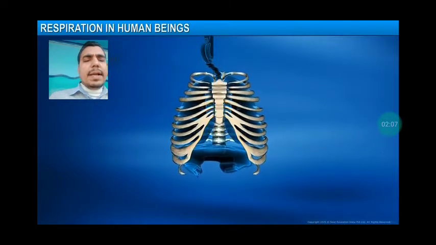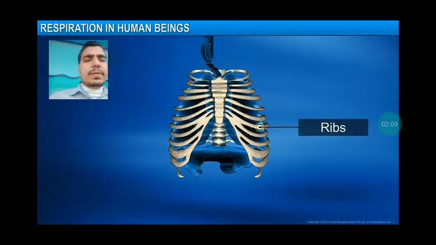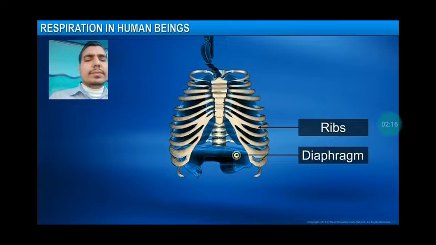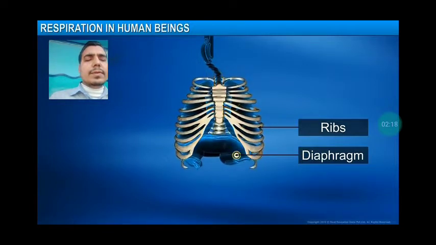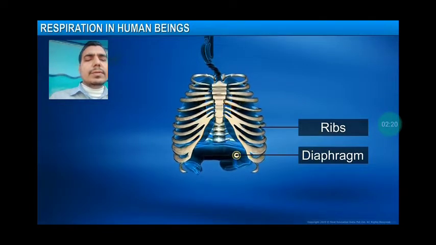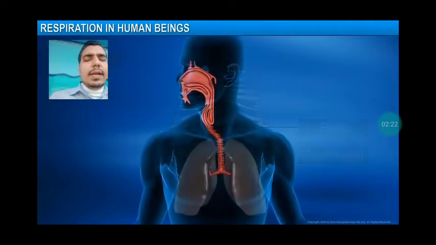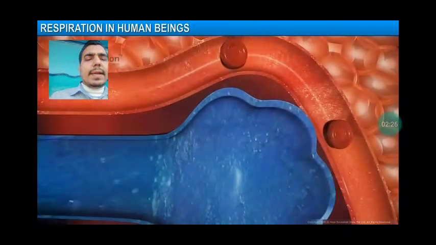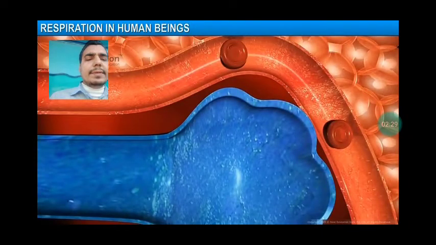When we breathe in, we lift our ribs and flatten our diaphragm. As a result, the chest cavity becomes larger, air gets sucked into the lungs and fills the expanded alveoli.